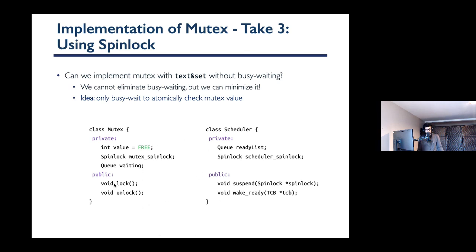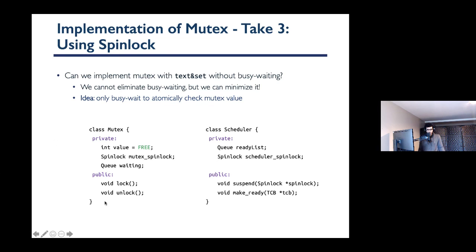So I'm adding a class scheduler to just make things tidy. This class scheduler has a ready list, and it has its own spin lock, and it has 2 functions: suspend and make ready. Now, this spin lock in class scheduler and this spin lock in Mutex, we're going to use these spin locks whenever we want to change the state of our Mutex. Very similar to what we did with enabling and disabling interrupts.